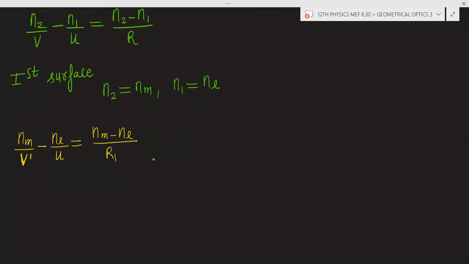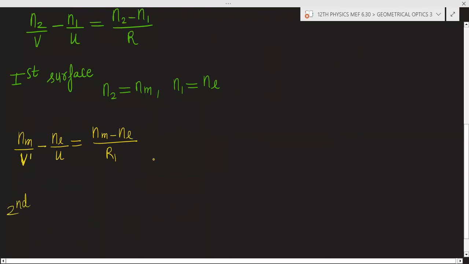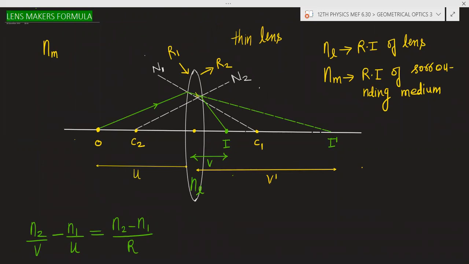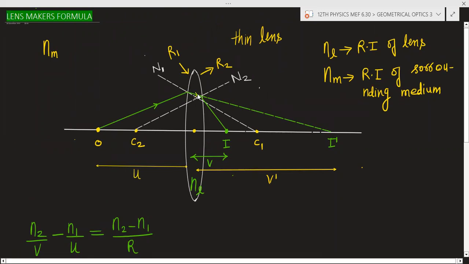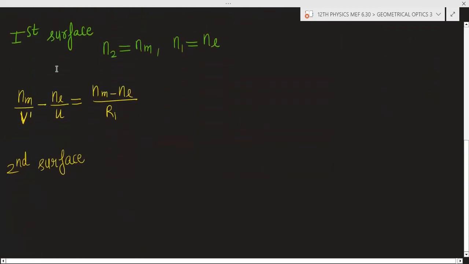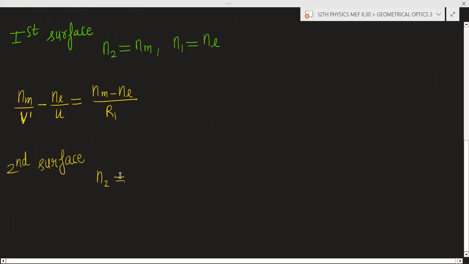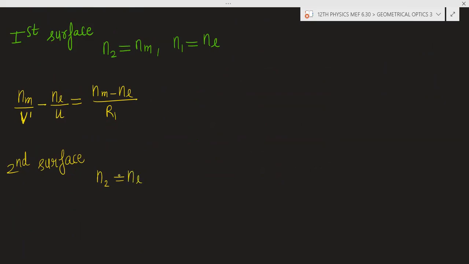Now we will apply this formula for the second surface, the refraction from this surface. Light is going from the denser medium to the rarer medium. So this time n2 will not be nm, n2 will become nl.